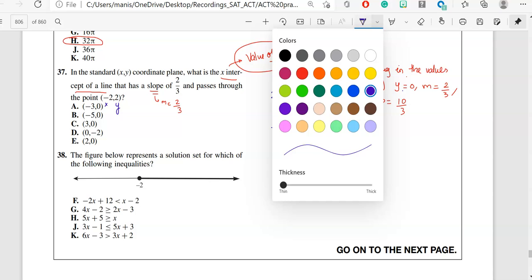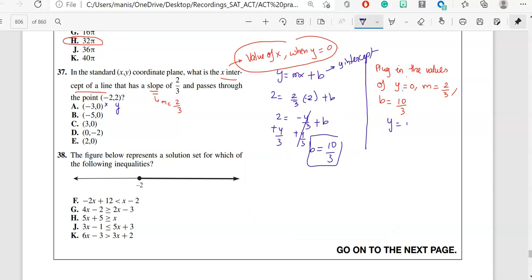So I will substitute all of these values in this equation, y is equal to mx plus b. Now I will put 0 over here. This is my 2/3, and x-intercept is the value I have to find, and this is my 10/3. First of all, I will subtract this. It will look like this: negative 10/3 is equal to 2/3x.